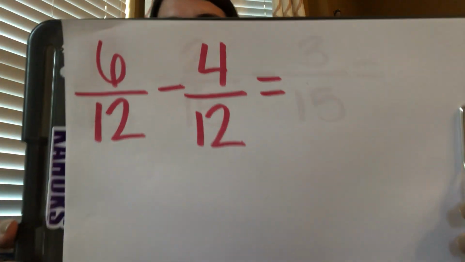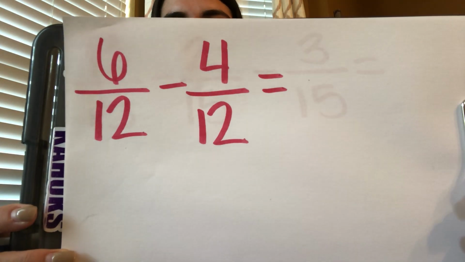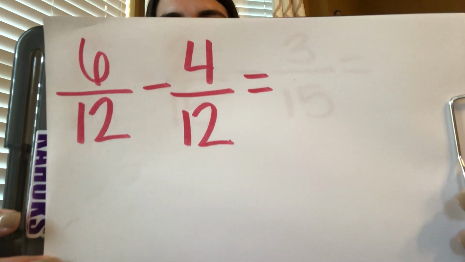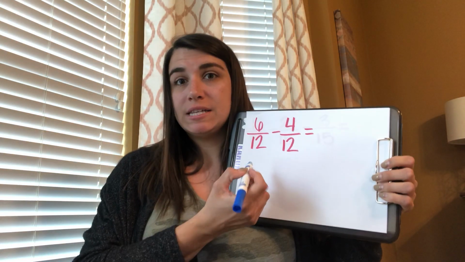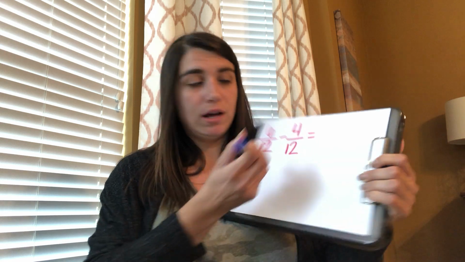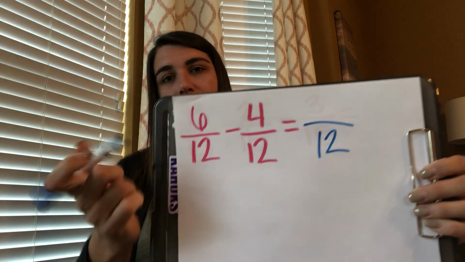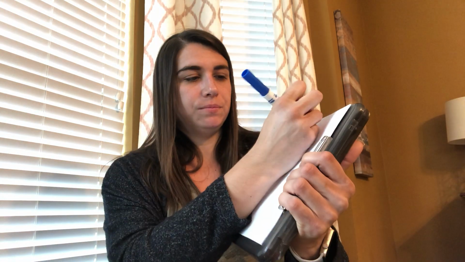All right, so here we go. So 6/12 minus 4/12 is your first one. So go ahead and pause your screen and solve. All right, so for this one, since the denominators are the same, 12 and 12, we can make our denominator 12, and we can leave it like that. And then all we're going to do is take 6 minus 4, which is 2.